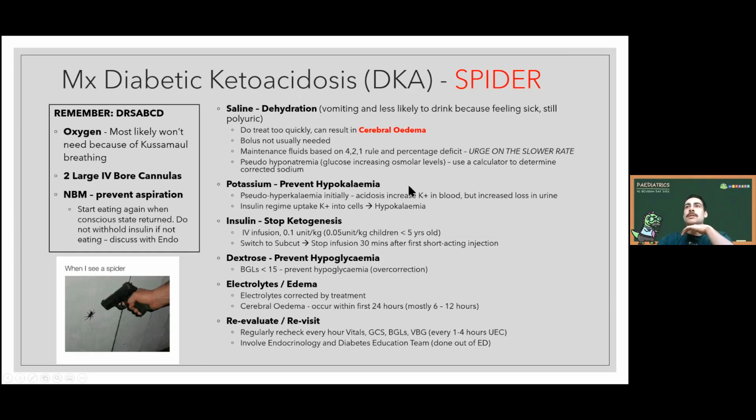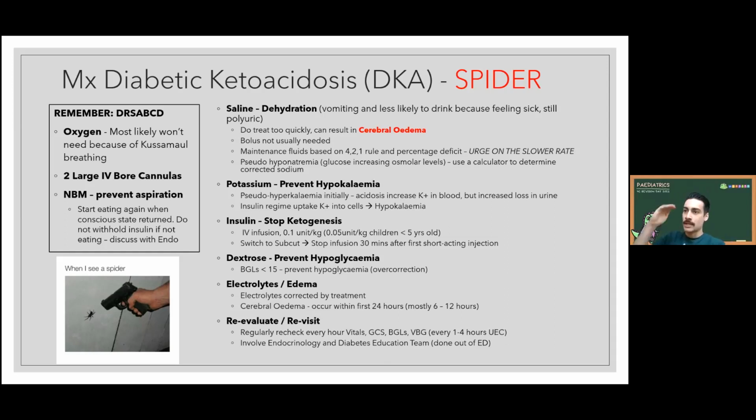When you start giving insulin, you will also start utilizing your potassium. So you'll lead to hypokalemia. So you've got to give them potassium supplementation. Once you start giving insulin, this will stop the ketogenesis, and they will stop developing ketone bodies, and you'll eventually clear that out.